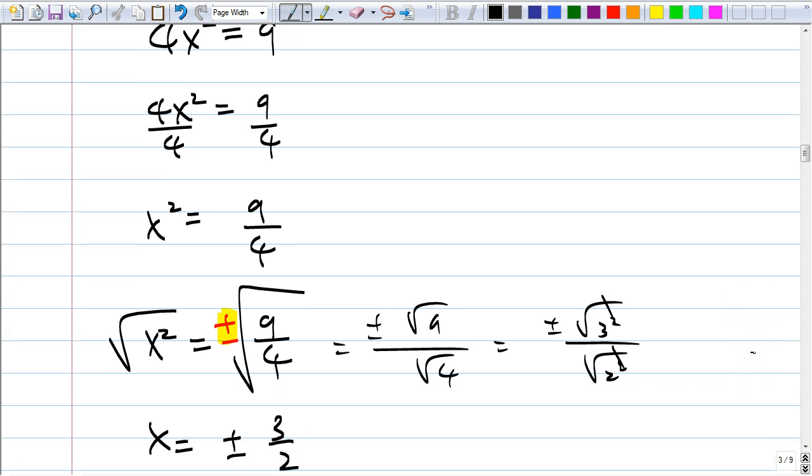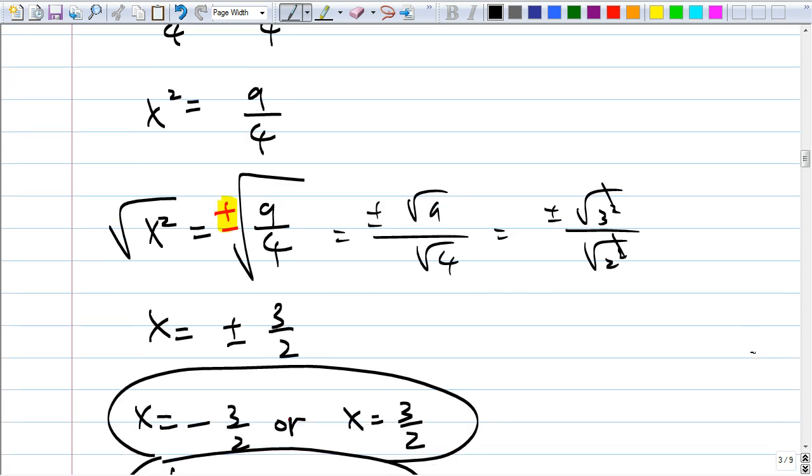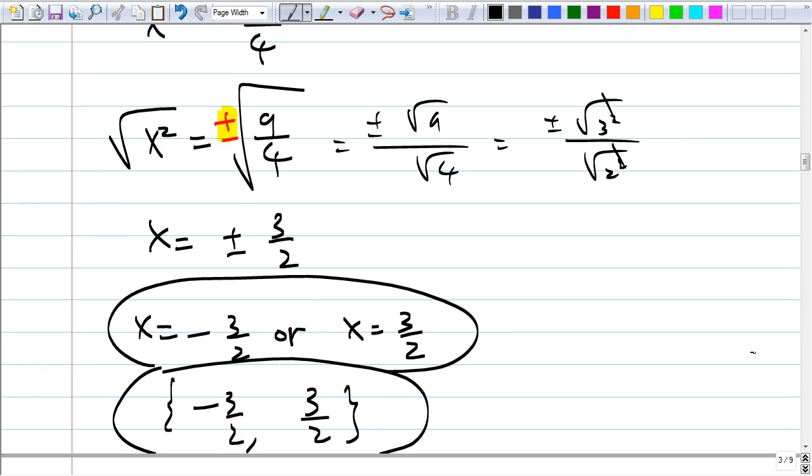Should I leave it like this? I don't want you to leave it like this because people think that it's one number. How many numbers does it represent, really? 2. What are those 2 numbers? Negative 3 over 2 or positive 3 over 2. So you write x equals positive 3 over 2 or negative 3 over 2, or you could write it in set notation. Whichever. You should know how to do both ways.